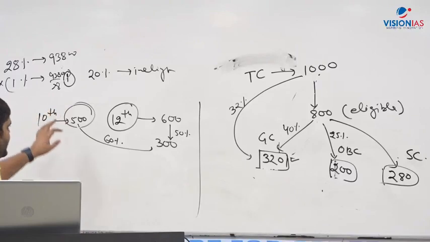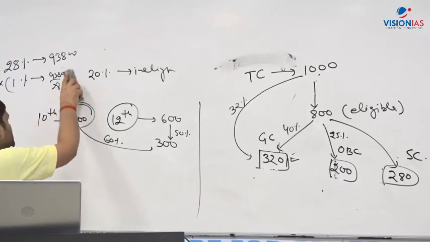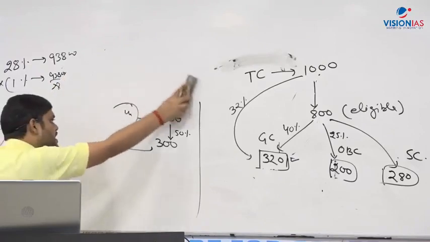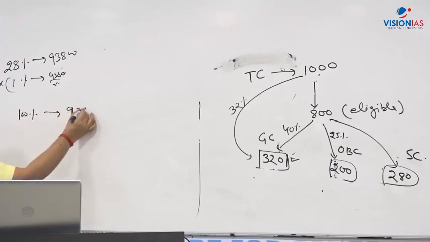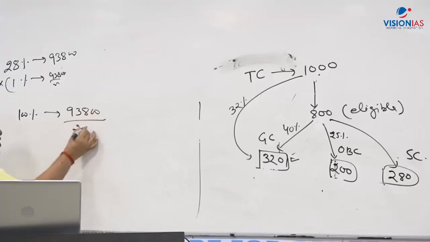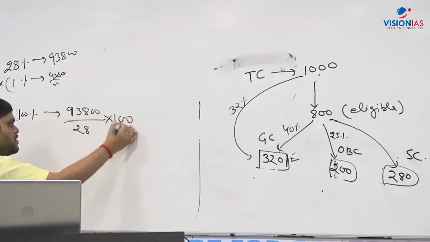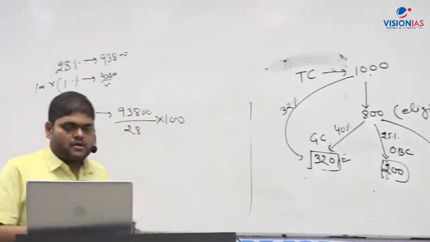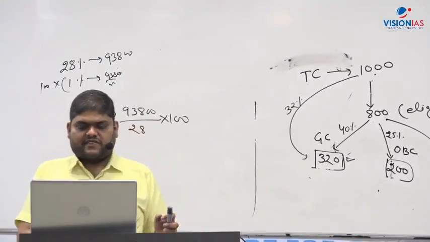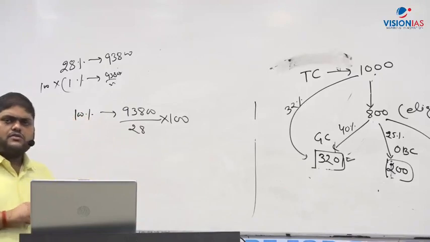What is the answer? Can you solve this thing and tell the answer? The 100% is equal to 93800 upon 28 into 100. Just solve this thing. Yes, answer will be B. You can solve it.